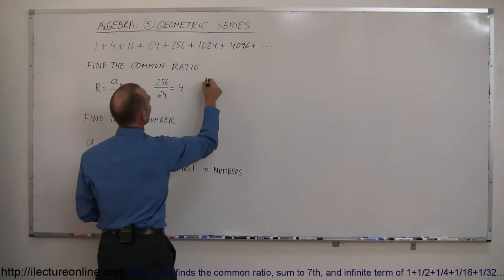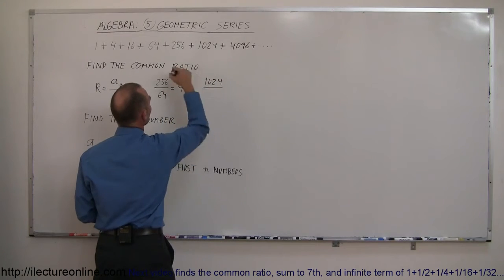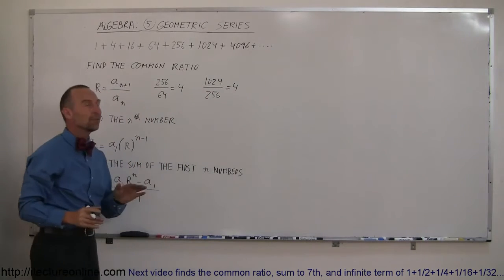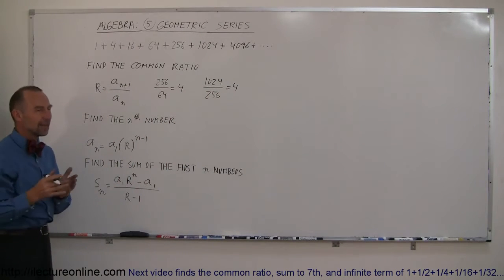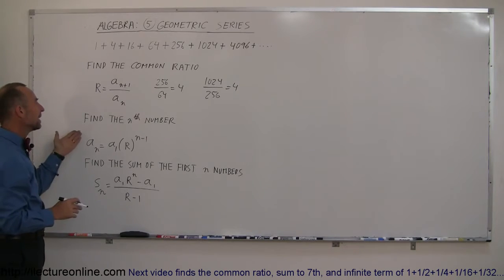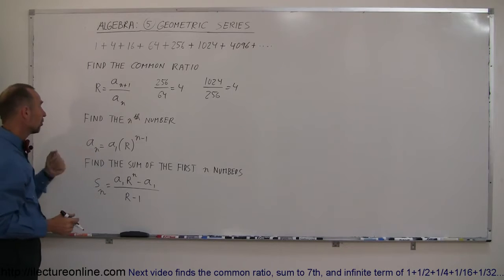If I take the number 1024 and divide by the previous number 256, I get 4. So you can see that if you take any number divided by the previous number, you get the same ratio, the same common ratio. You can also find the nth number, just like with a sequence, using this equation.